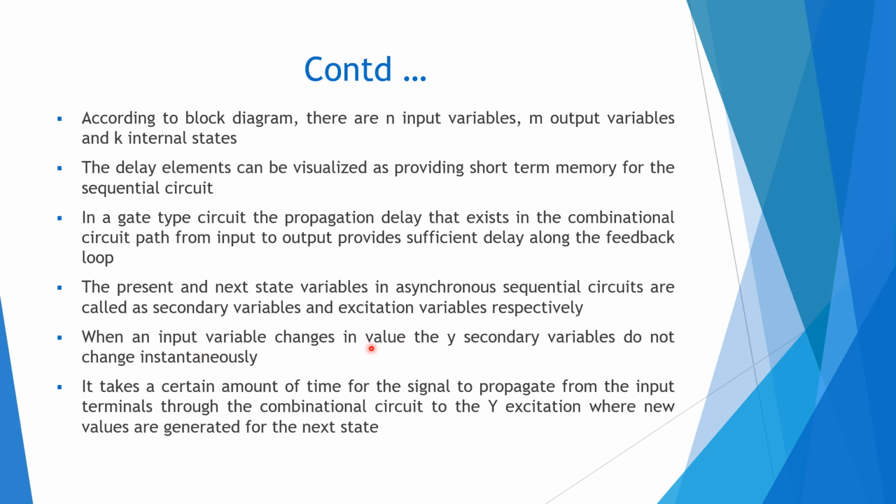When an input variable changes in value, the secondary variables y do not change instantaneously. When the input variable changes, the secondary variable changes after a certain delay. This delay is the feature of the asynchronous sequence circuit. So when an input variable changes, after a delay the state changes and then comes to a stable state. It takes a certain amount of time for the signal to propagate from the input terminals through the combinatorial circuit to the Y excitation, where new values are generated for the next state.